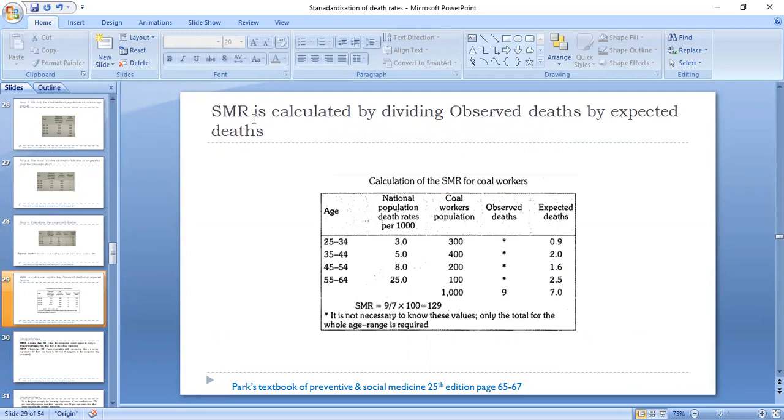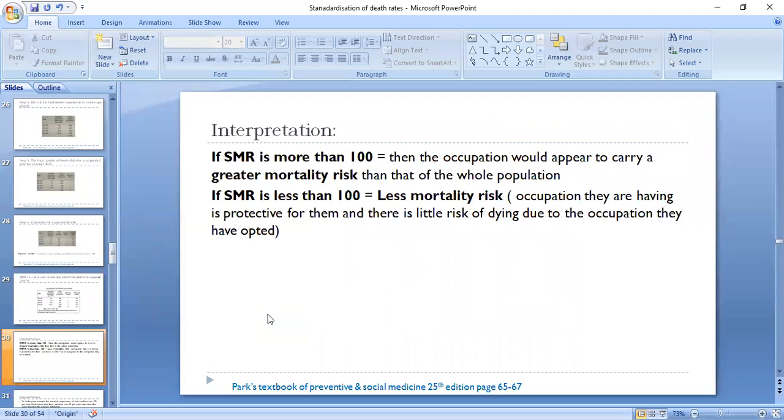So at the end, the standardized mortality ratio is calculated by dividing observed deaths by expected deaths. The observed deaths are 9 and the expected deaths we calculated are 7. So we divide them and then multiply by 100. Then the answer is 129. So the standardized mortality ratio is 129.